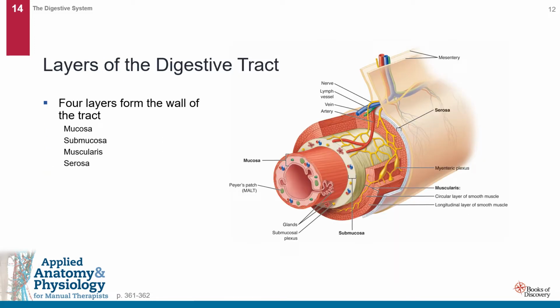And here we see illustrated the four layers of the digestive tract. The four layers of the GI tract wall include the mucosa, the submucosa, the muscularis, and the serosa. The neuronal plexus of the ENS, or enteric nervous system, are located within the submucosa and the muscularis.